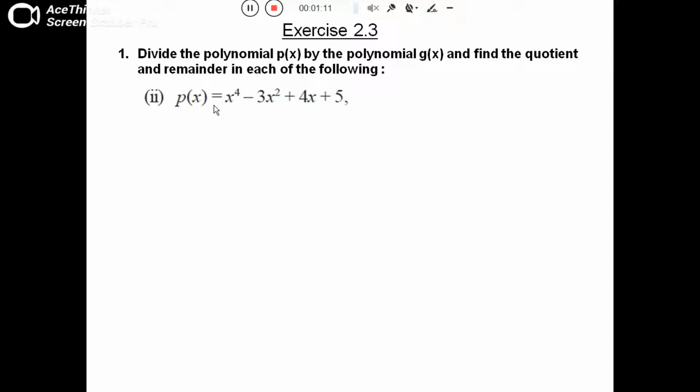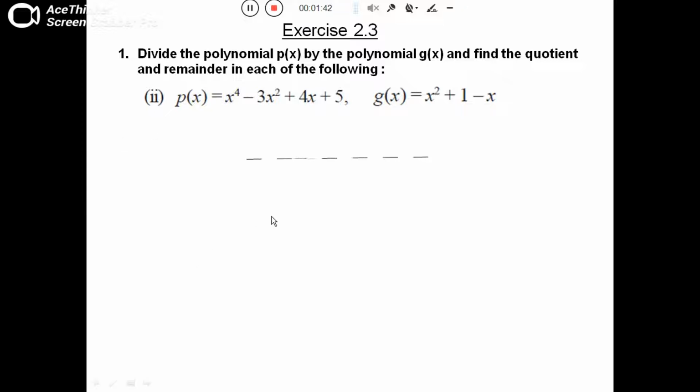Here the p(x) is x raised 4 minus 3x square plus 4x plus 5 is given. Now g(x) is given x square plus 1 minus x. So we are going to divide this p(x) by the g(x). Then we will get the quotient and remainder also. So in the process of division, we have to be very careful.